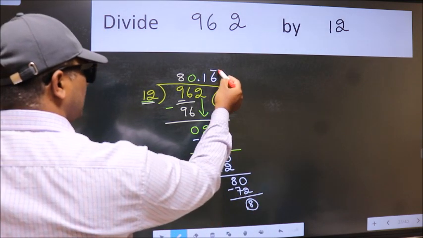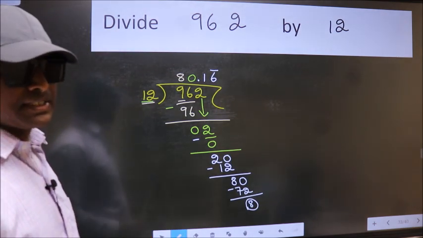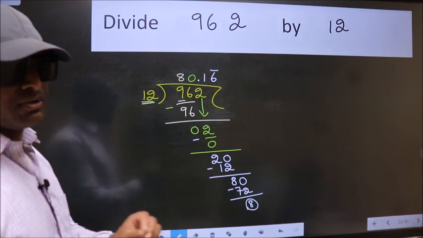That means we get a bar on this number. Did you understand where the mistake happens? You should not make that mistake.